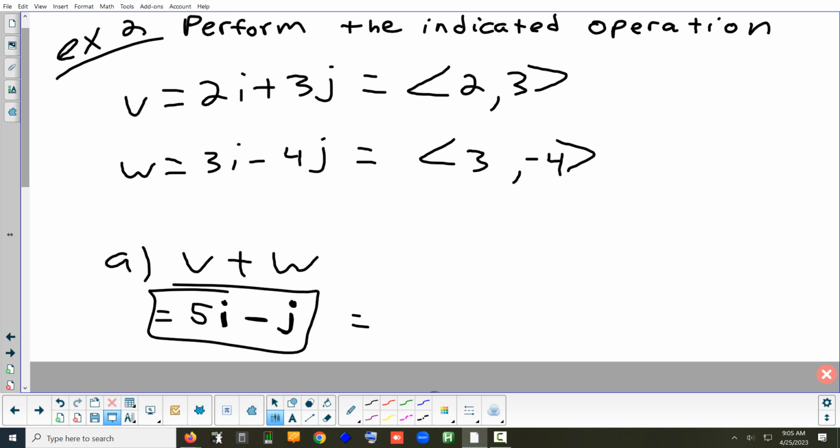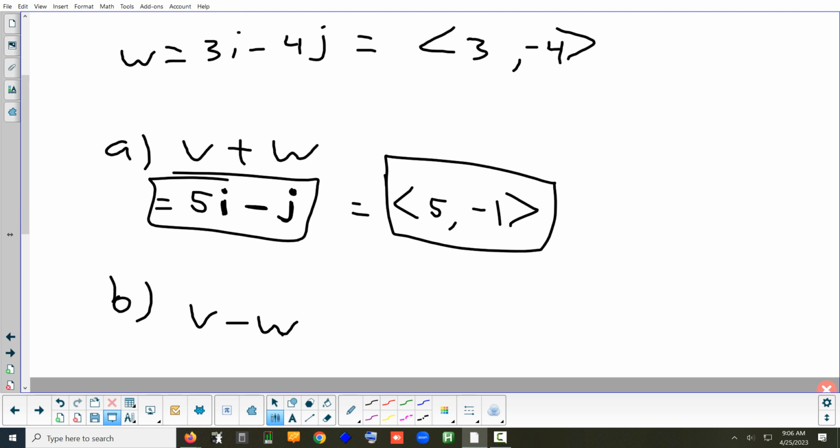Now, what would that be the same as if you wrote it with the angle brackets? Yep. 5, comma, negative 1. Because that j is a negative, we got to make sure we put the negative as well. If both answers are correct, it's just a matter of which one they would ask you for. Okay, that's v plus w. Let's try v minus w.